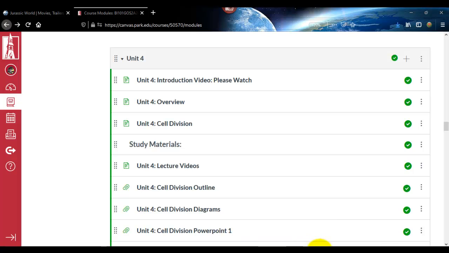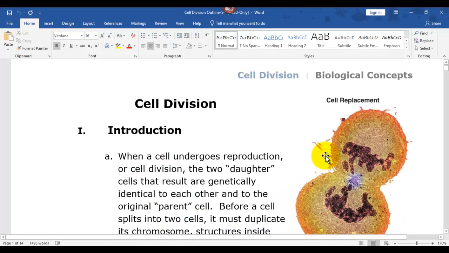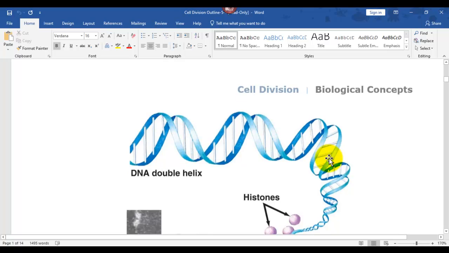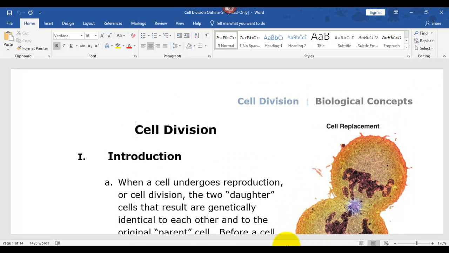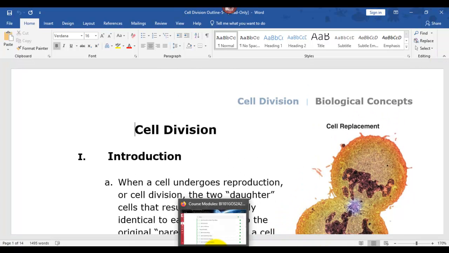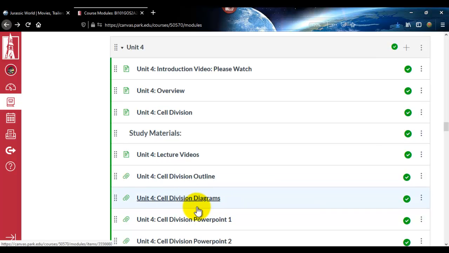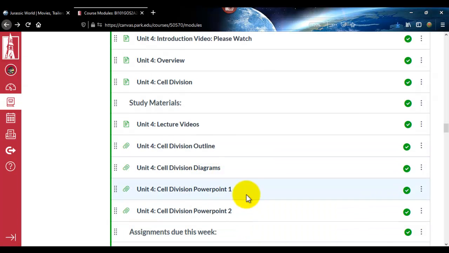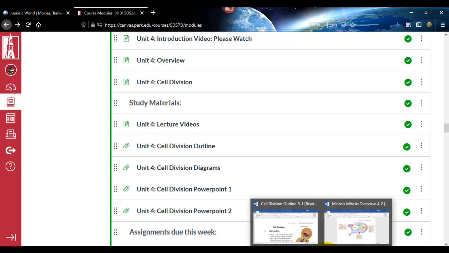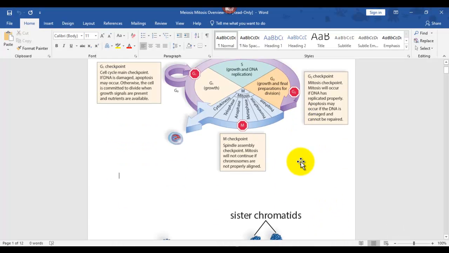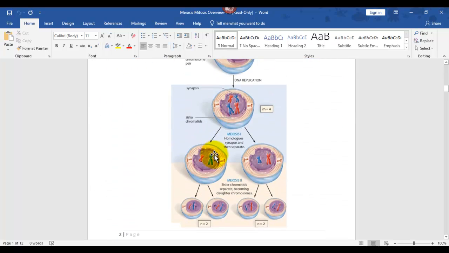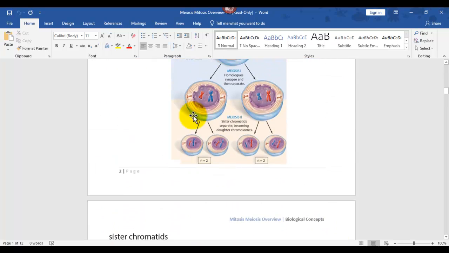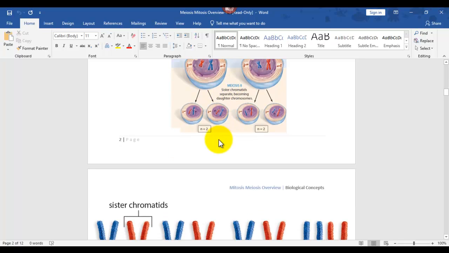Here's the outline for this section. It is over cell division, and it's all filled in. There's no taking notes and everything, so you can use that for your quiz. I like to give you some diagrams to look at. These are all really good pictures out of some really high-end textbooks, super expensive. Like these, the textbook's about $500.